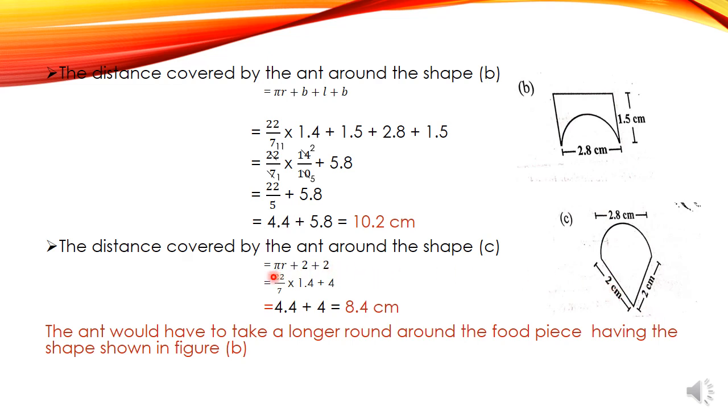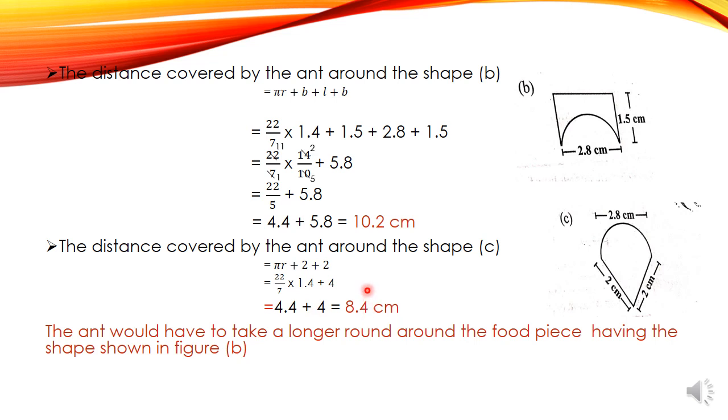This is equal to pi r plus 2 centimeter plus 2 centimeter. Pi r, children, here we have already solved pi r, 22 by 7 into 1.4, and we got the answer 4.4. So here I have written that answer 4.4 plus 2 plus 2, adding we get 4. So 4.4 plus 4 we get 8.4 centimeter.